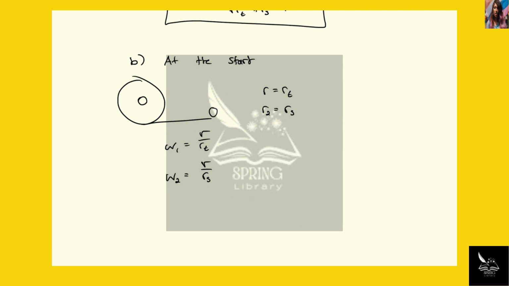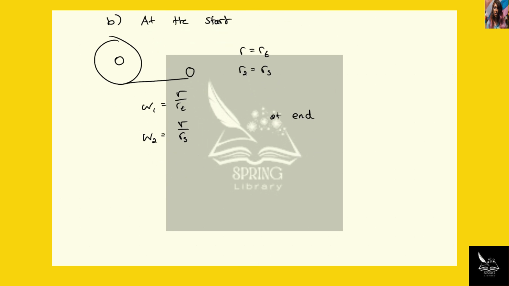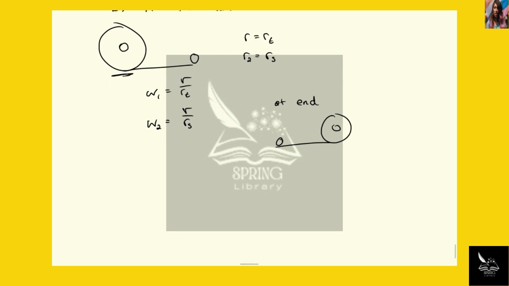At the end, instead of it being like this, it will instead be like this. It's the exact same situation but reversed. So instead of omega 1 being V over RT, it's going to be V over RS, and omega 2 is going to be V over RT instead of V over RS.